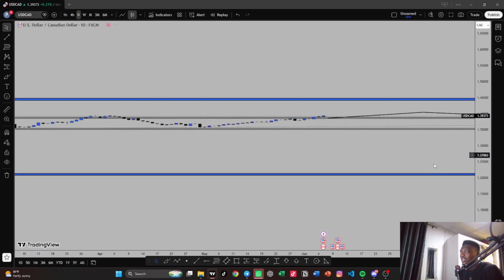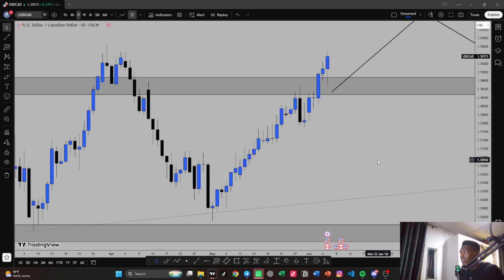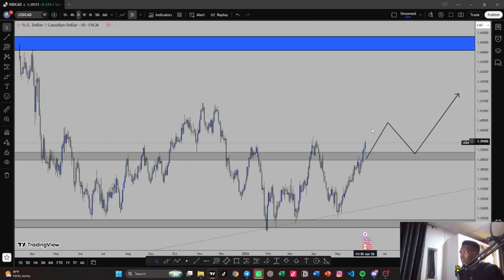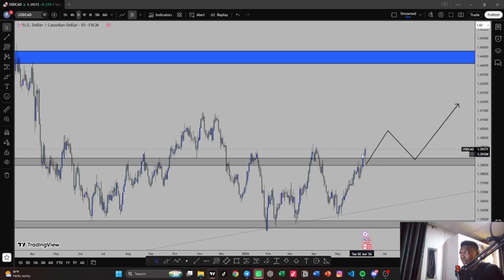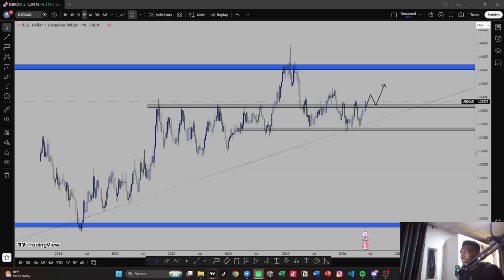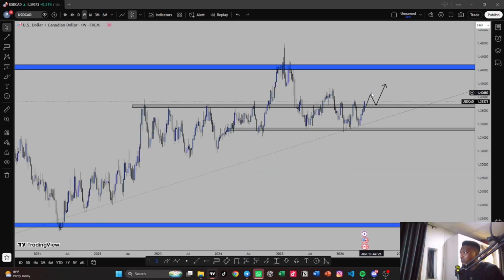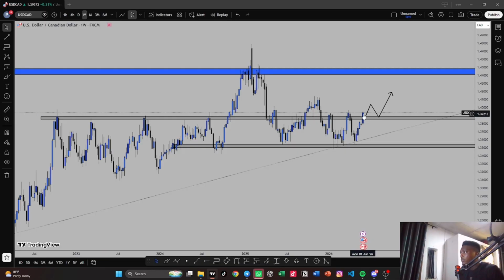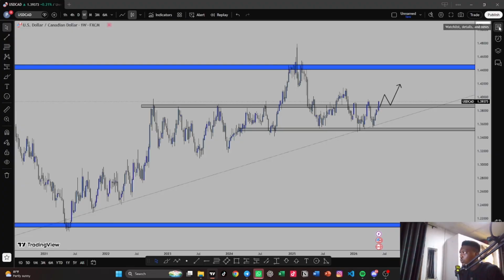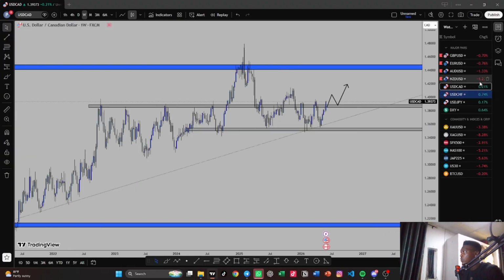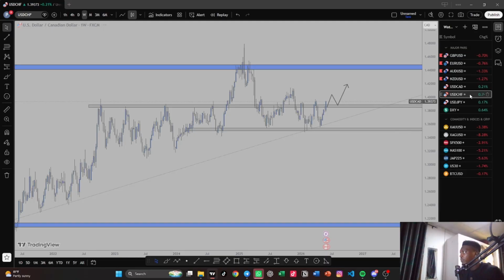So let me just take you quickly to the day chart. What I'm currently waiting for is a break and retest. This break for me is still very, very small. Let's look at the weekly chart if there's any need for adjustment. No, this is still okay. So I would like for us to actually go up, retrace, and then we look for a bullish continuation on USD CAD. The next one is USD CHF.